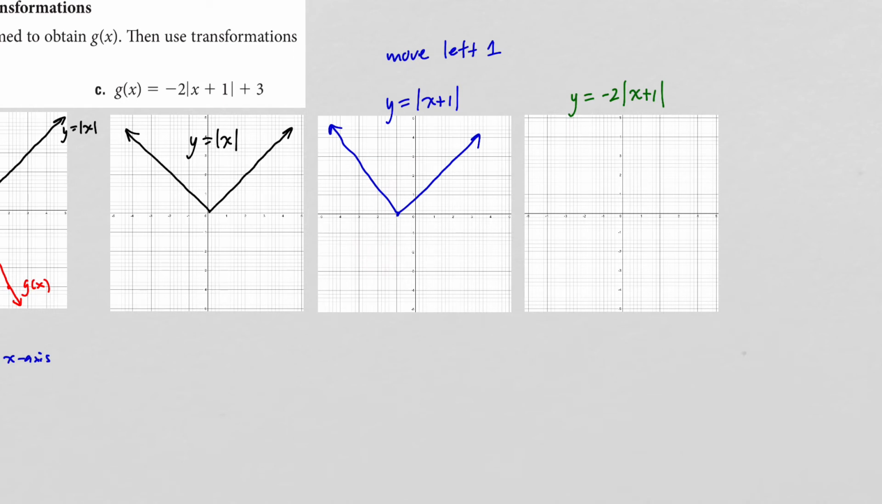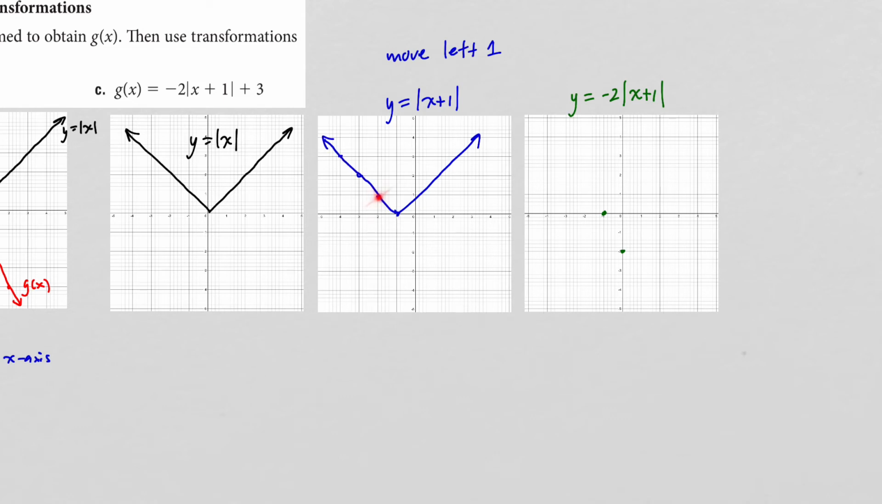So this point right here, negative 1, 0, is going to stay the same. It's going to be at negative 1, 0. But this point right here, which is at 0, 1, gets twice as tall and then gets flipped over the x-axis. So it's going to be down here. Likewise, this point right here, which is supposed to be at negative 2, positive 1, I didn't do a great job of graphing that. Let me fix that. There we go. It's a little bit better.